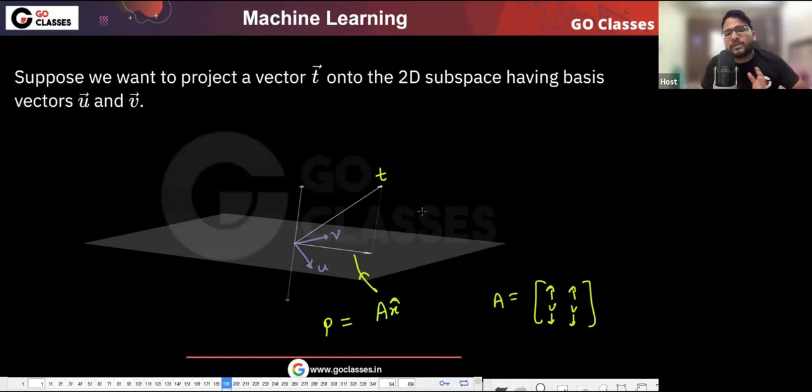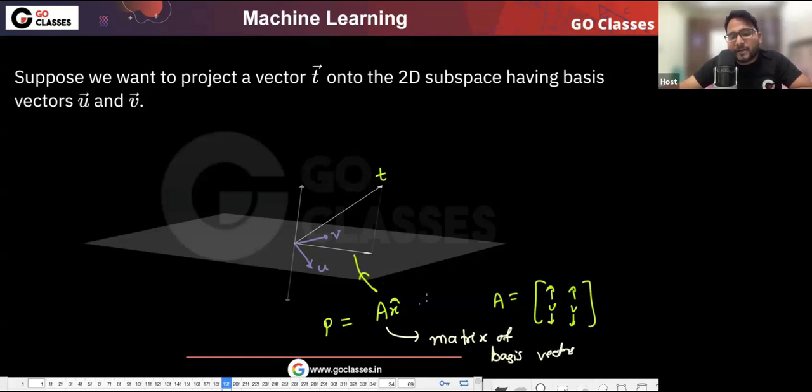Anyway, the projection will be the linear combination of u and v, because u and v are the basis vectors. So the projection has to be the linear combination of u and v. Do you all agree? So you can write it as A x cap. Earlier we have written small a x cap. Now you can write capital A x cap, because this will represent the matrix of basis vectors. So A is a matrix of basis vectors, right?